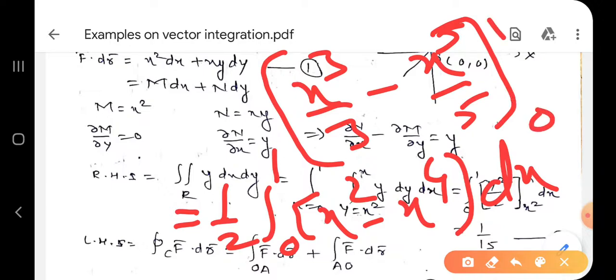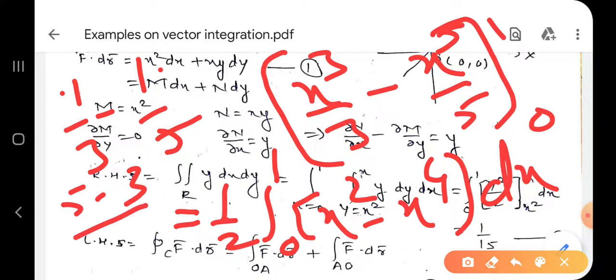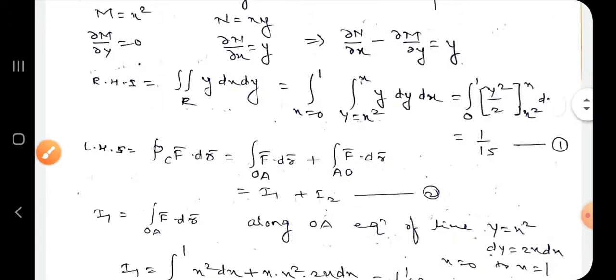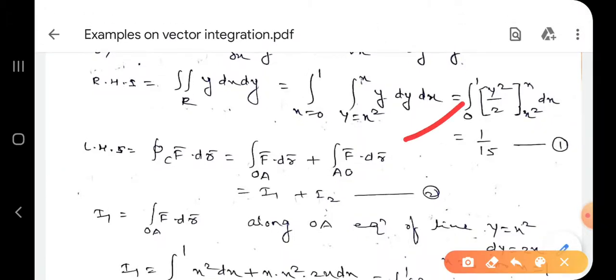Put upper limit minus lower limit, I get 1 by 3 minus 1 by 5. Cross multiply: 5 minus 3 upon 15. Yes, I get 2 by 15. But here 1 by 2 is outside, so 1 by 2 into 2 gets cancelled. I get the answer 1 by 15. So we get the RHS. Now try to understand the LHS.